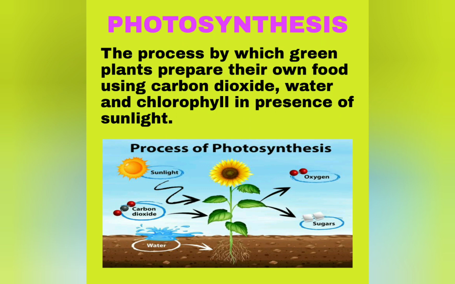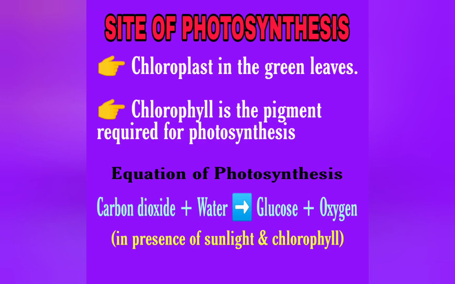In this process, green plants prepare food using carbon dioxide, water, and chlorophyll in the presence of sunlight. Chlorophyll is the green pigment found in the chloroplast of green leaves. This is the main site of photosynthesis. So, we can depict the equation of photosynthesis as shown in the slide below. That is, carbon dioxide plus water gives glucose and oxygen.